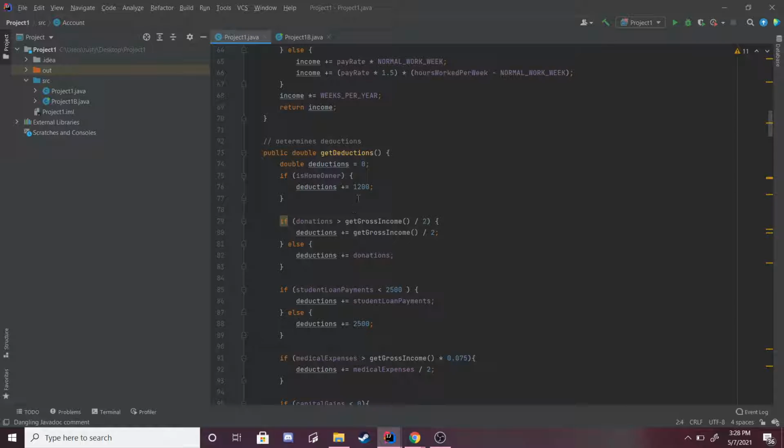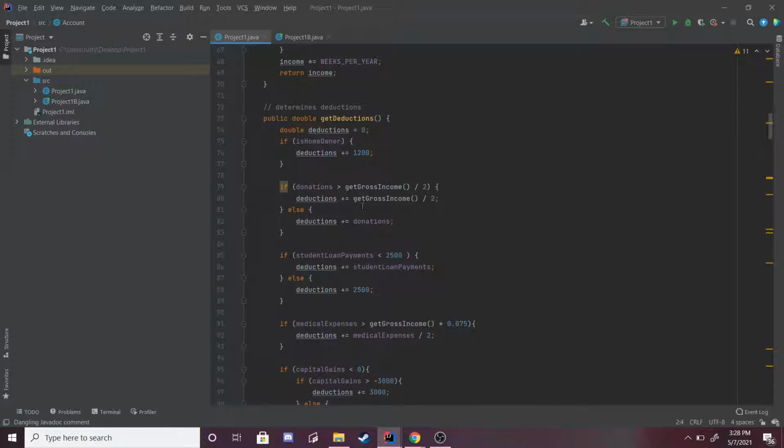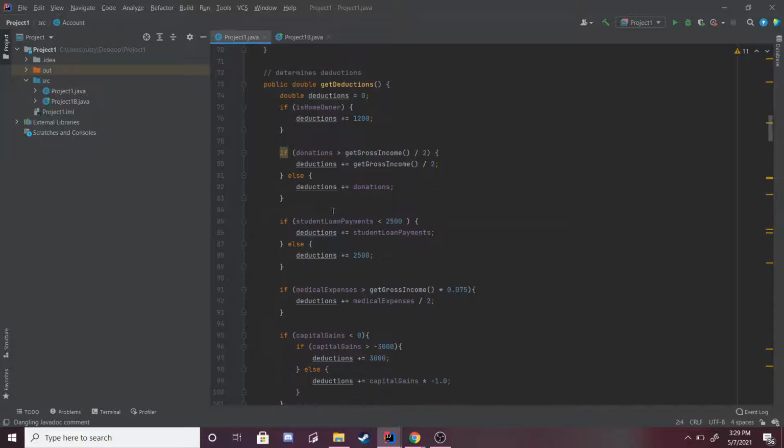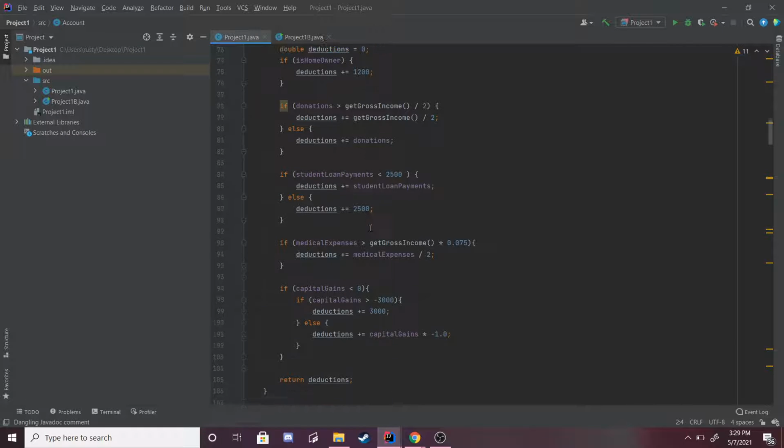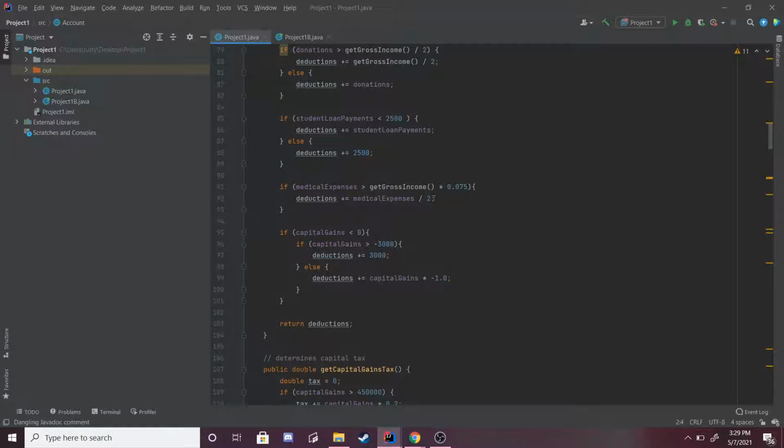Our getter for deductions is automatically set to 0, and if the person is a homeowner, deductions plus equals 1,200. If the donations are greater than the gross income divided by 2, then deductions plus equals get gross income divided by 2. Otherwise, deductions plus equals donations. If the student loan payments are less than $2,500, the deductions plus equals student loan payments, unless the deductions plus equal $2,500. If medical expenses are greater than the get gross income times 0.075 or 7.5%, deductions plus equal medical expenses divided by 2.